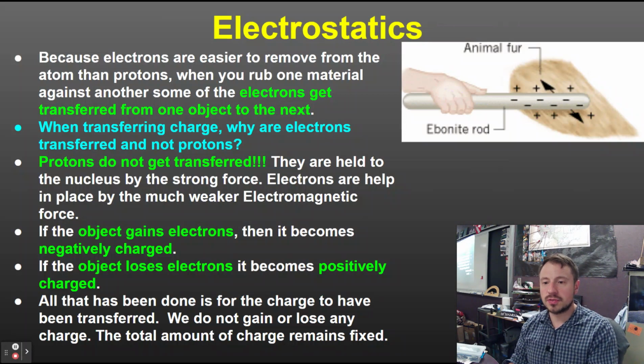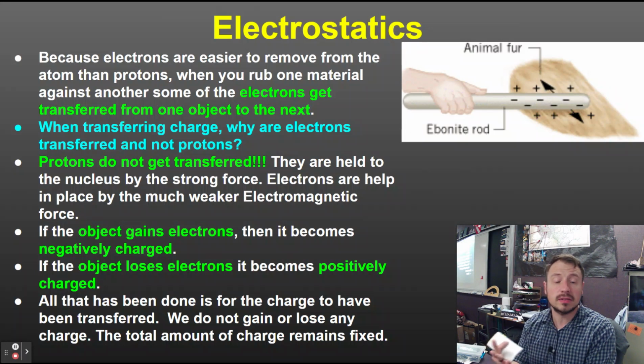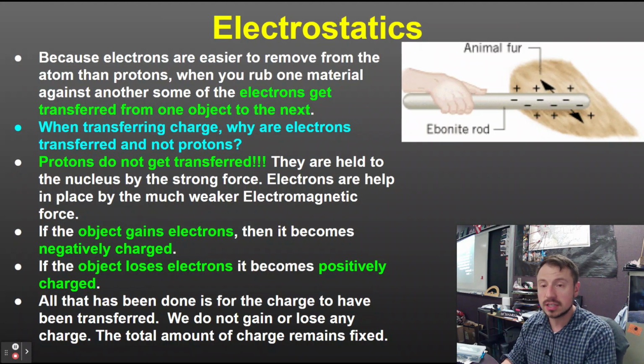So all that's been done is for charge to have been transferred, right? You do not gain or lose charge. The total amount of charge remains fixed. Like in the universe, we're just transferring charge.